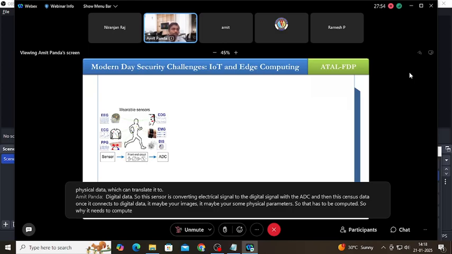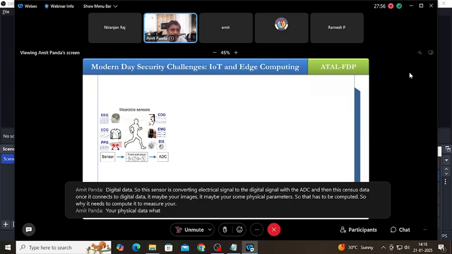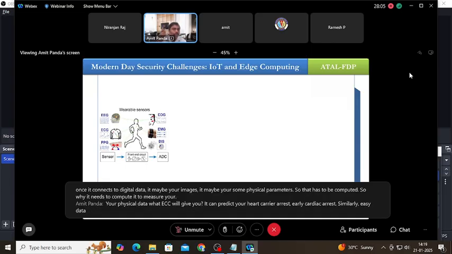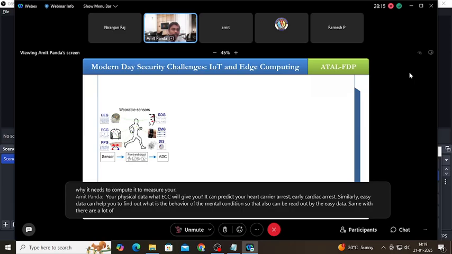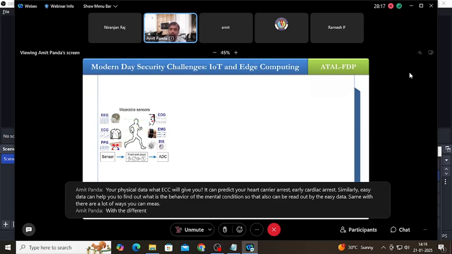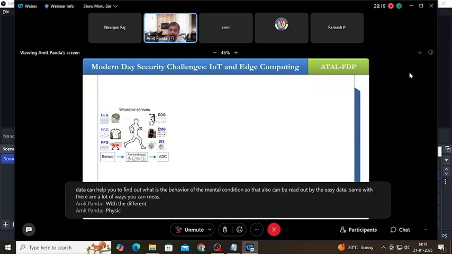Why does it need to be computed? To measure your physical data: ECG can predict early cardiac arrest. Similarly, EEG data can help find out the behavior of the mental condition. In the same way, there are many ways we can measure with different physical sensors available, such as blood pressure and sugar.